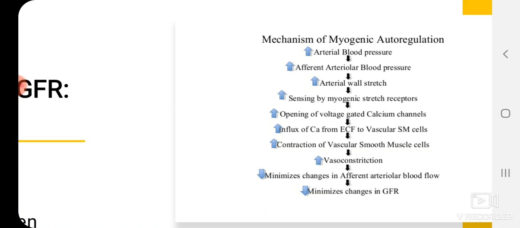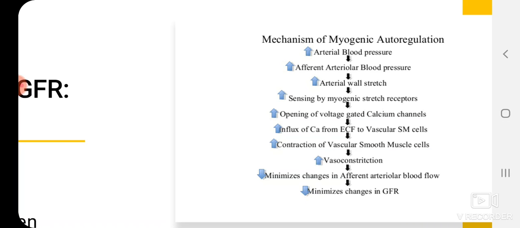So what happens in the diagram? The arterial blood pressure increased, the afferent arteriole pressure is also increased, and after that the arterial wall is stretched. The higher the pressure, the more force it produces on the wall, so they increase the stretch on the arterial walls.